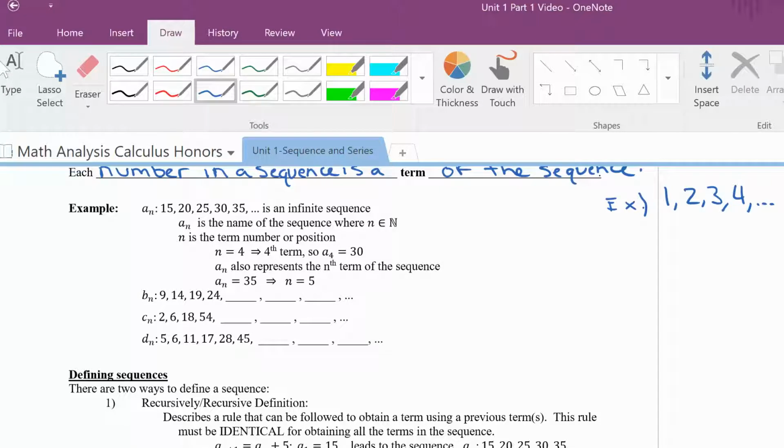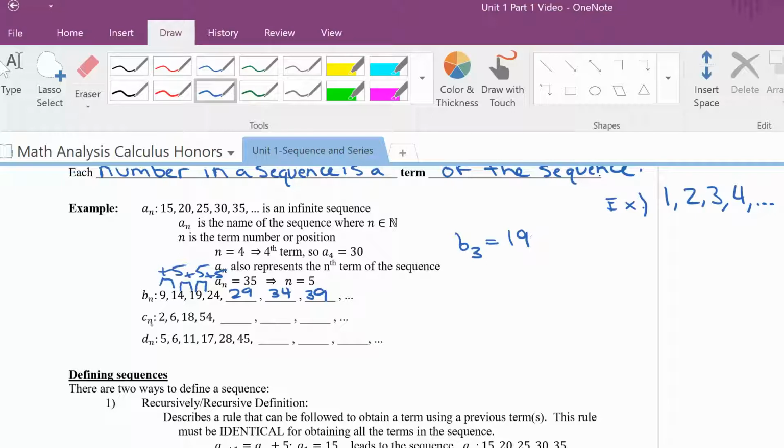So if we look at this, for example here, there's some sequences and we have to fill in the blank. For example, 9, 14, 19, 24. If you notice, you're adding 5 each time. So the next term, we add 5 to get 29, the next one 34, the next one 39. So if I say, what is the third term of sequence B? Third term is 19. So that's what B sub 3 means, the third term of the B sequence.